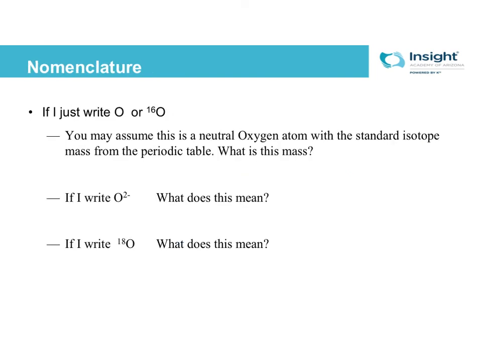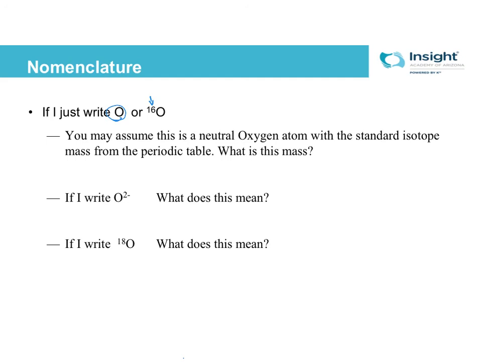So one other thing to discuss is just some nomenclature. If I give you O, or O16, which is the standard mass on the periodic table, you can just assume that that's neutral and it's your normal atomic oxygen from the periodic table. So 16 is going to be its mass.